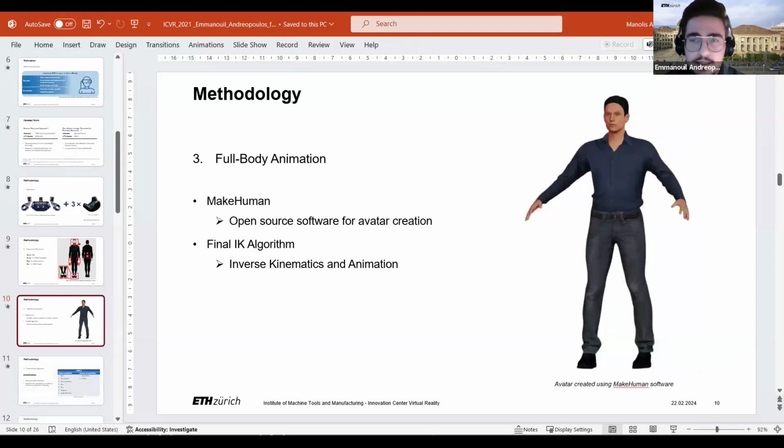Through this 6-point tracking system, apart from having the data that we need for our algorithms, it also allows us to create a full body animation of the user using a virtual avatar. For this, we use the Make Human open source software platform, which allows us to depict the user in the virtual environment using the virtual avatar that is shown in this slide, and also the Final IK algorithm in order to perform the inverse kinematics calculations needed to actually track the user in real time.